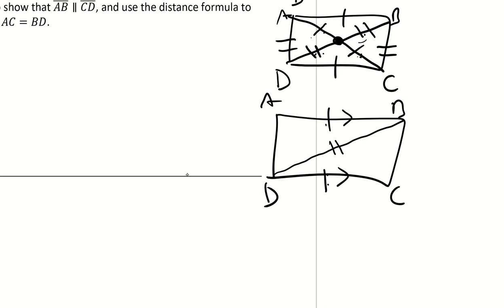And because these two lines are parallel, that means the alternate interior angles are congruent. These are alternate interior angles. And therefore, these two triangles are congruent by side, angle, side. And therefore, by CPCTC, because the triangles are congruent, that means the corresponding parts are congruent. So we can say that those are congruent. And then therefore, we've proven that it's a parallelogram. Okay, so that's the quick explanation for that.